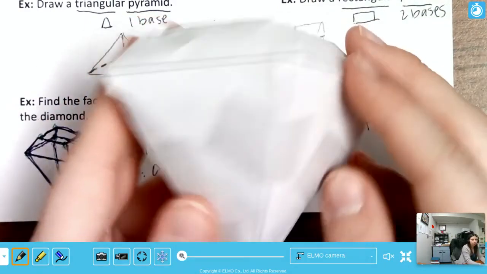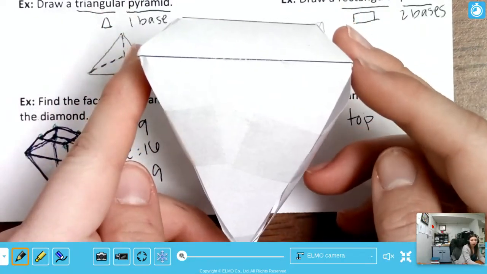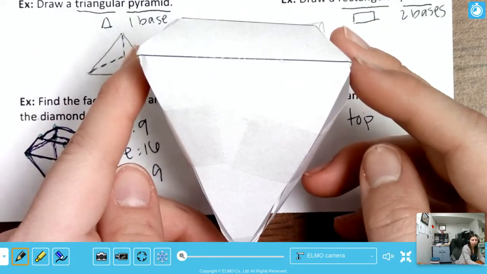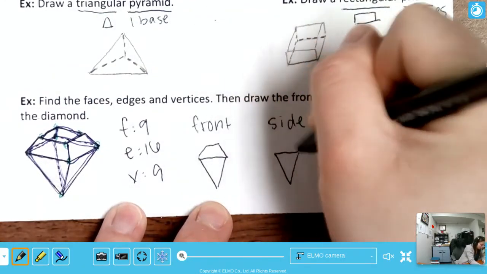Now I'm going to go ahead and turn it to the side. You might notice the side looks the exact same as the front. So I'm going to draw the exact same picture. This looks the same from the front and the side.